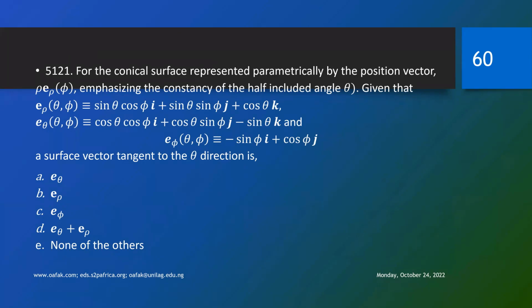So now answer the question. The vector tangent to the theta direction is what? What's the vector tangent to the theta direction? Okay, let me tell you a trick.